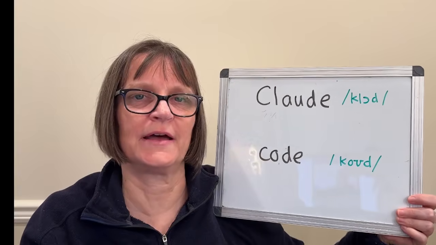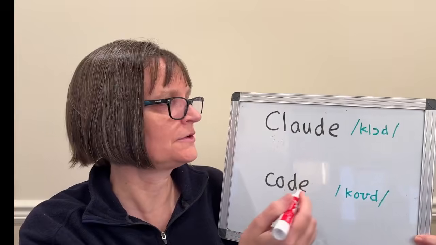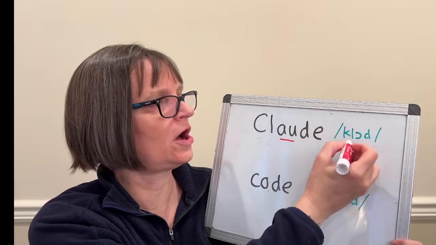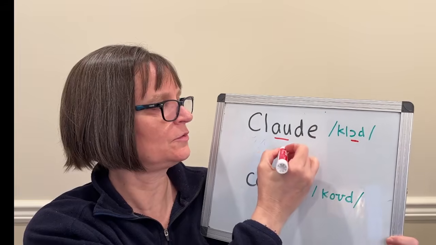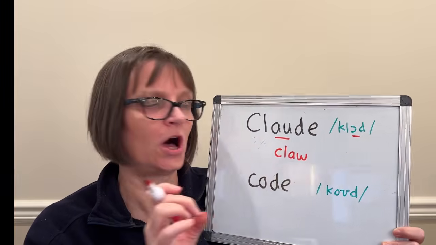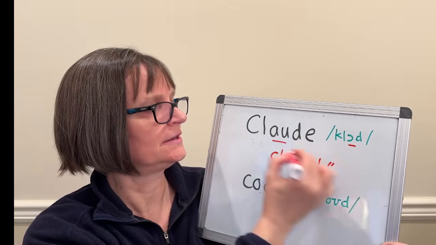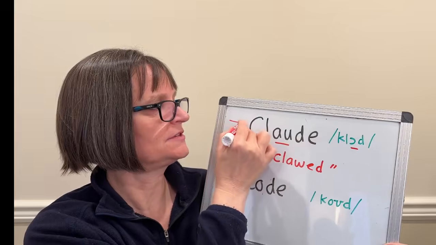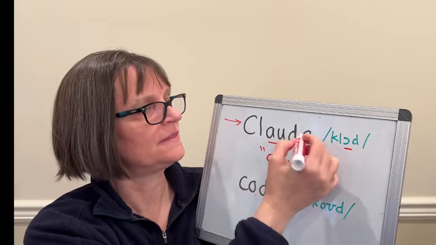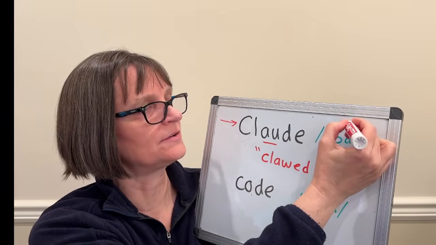Let's look at how to pronounce clod and code. So the name Claude in English has the ah vowel, just like in the word claw, like a cat's claw. So the past tense clawed is the same as this name Claude. In French, this name is Claude, with an O sound.